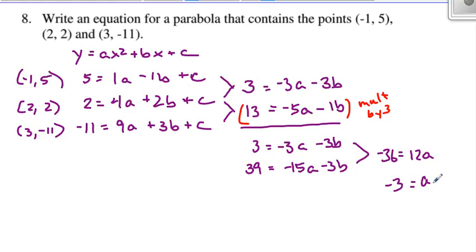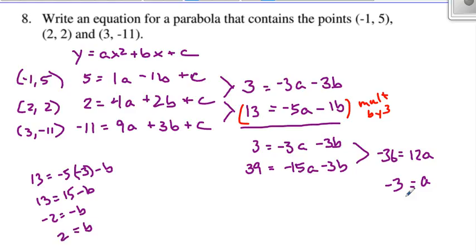And now I can plug this in to one of the other equations, and I don't actually want to use these equations yet because I only know a, and I'd still have two unknowns, b and c. So I'm going to use one of these equations, and I think I'll use the one here that just has the negative in front of b. So 13 equals negative 5 times a, which is negative 3, and minus b. Okay, so 13 equals 15 minus b. I'm going to subtract 15, so negative 2 equals negative b, and b equals 2.